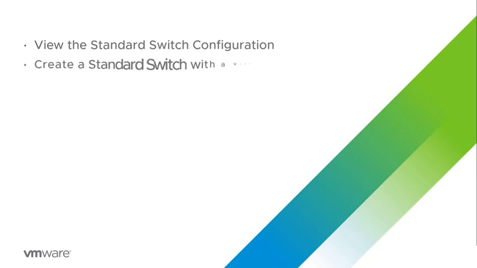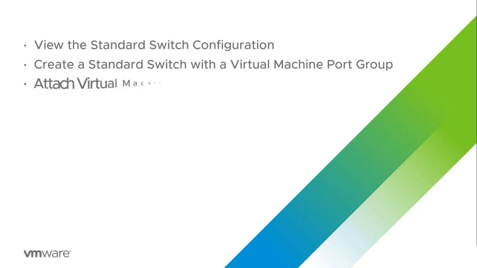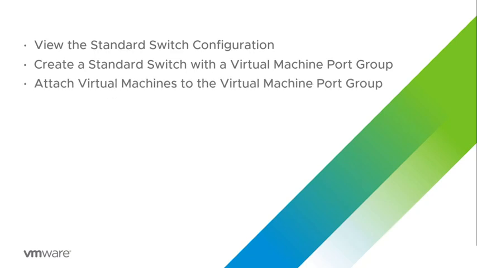In this lab exercise, we will start with viewing the standard switch configuration of one of our ESXi hosts. Then we will create a standard switch with a virtual machine port group on that same ESXi host. And we will do the same on another ESXi host. Finally, we will attach a virtual machine to the virtual machine port group and verify network connectivity.